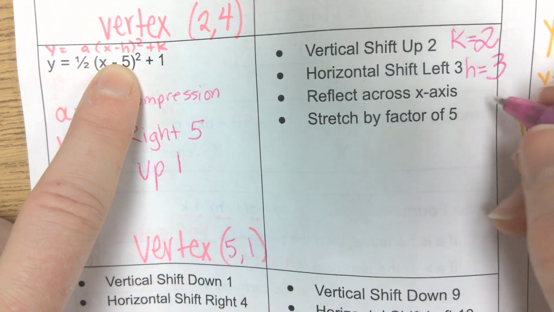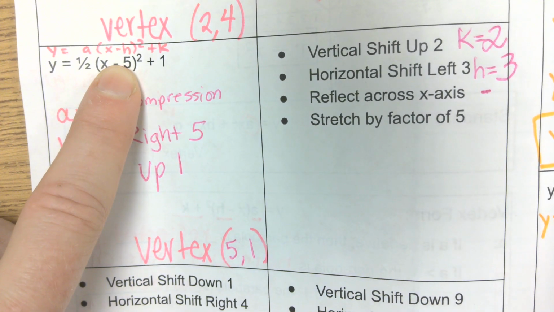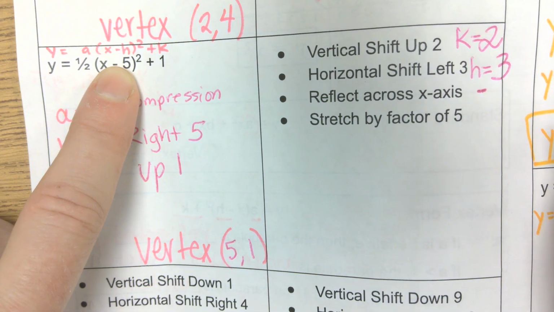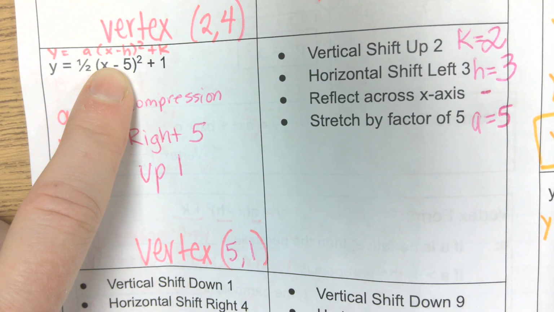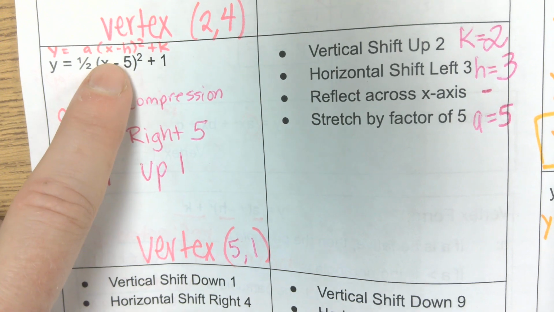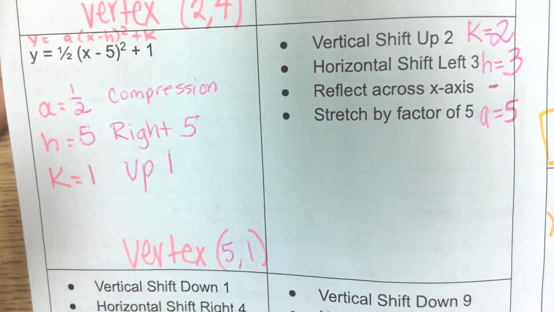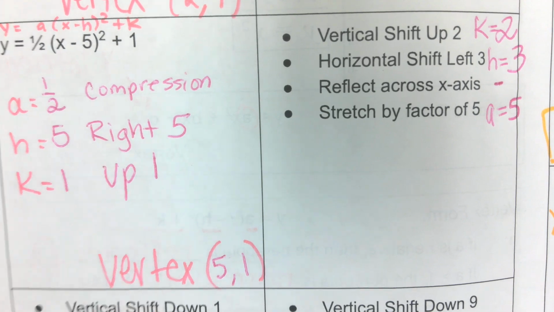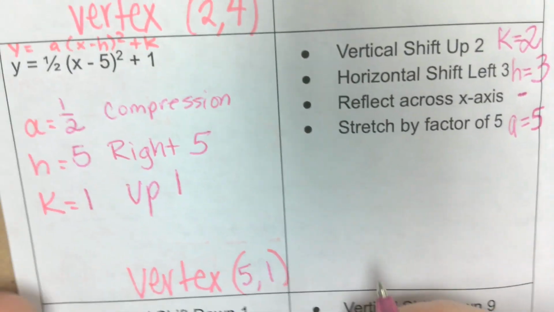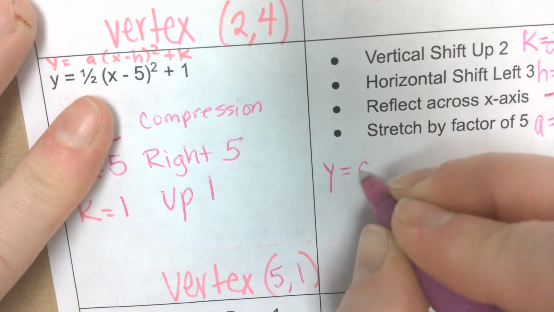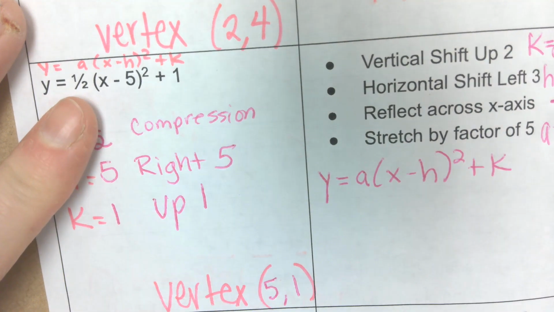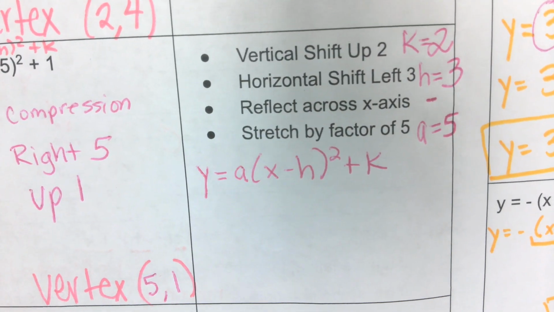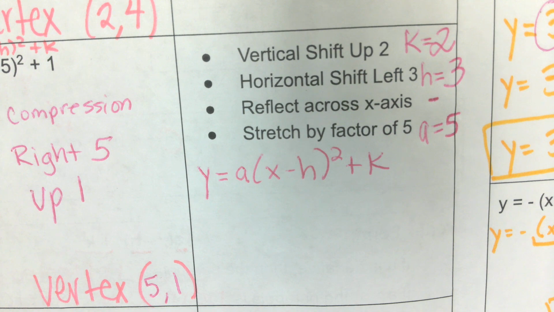Reflect across the x-axis means we're going to have a negative out front. And then the stretch by a factor of 5 means that A is 5. So we're going to write our equation. Y equals A parentheses x minus h squared plus k. And this is on your formula chart. It's not something you have to memorize. You do need to know what A, H, and K do, though.